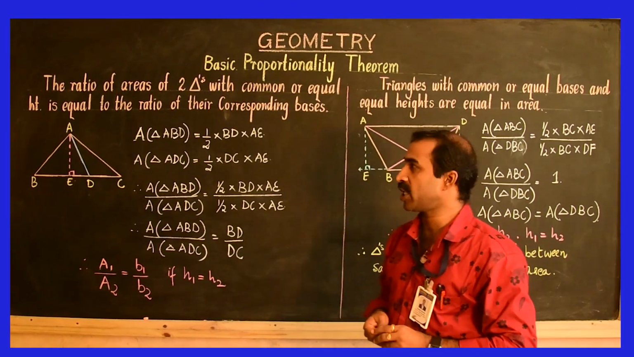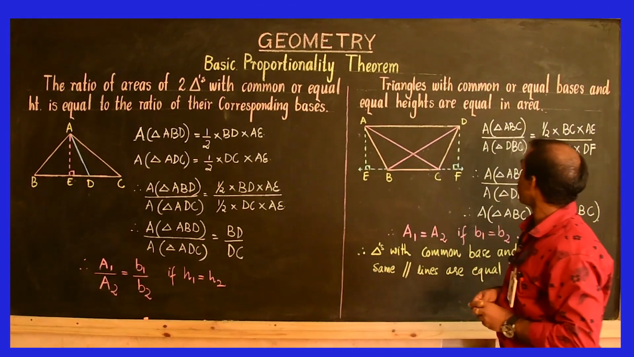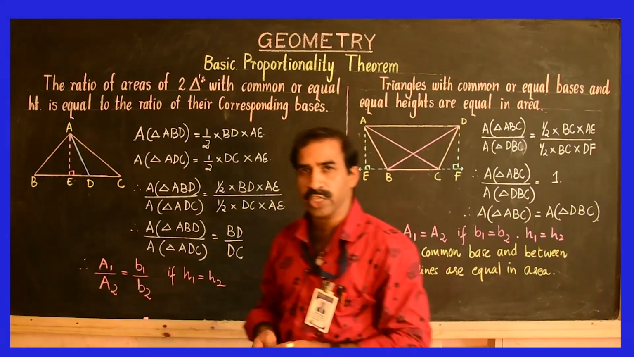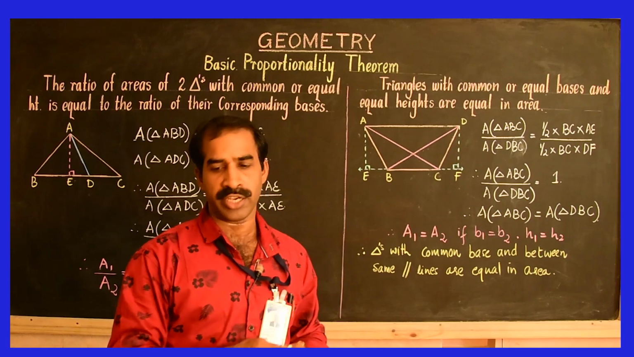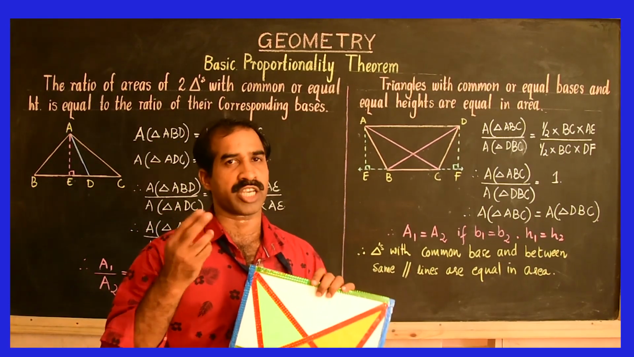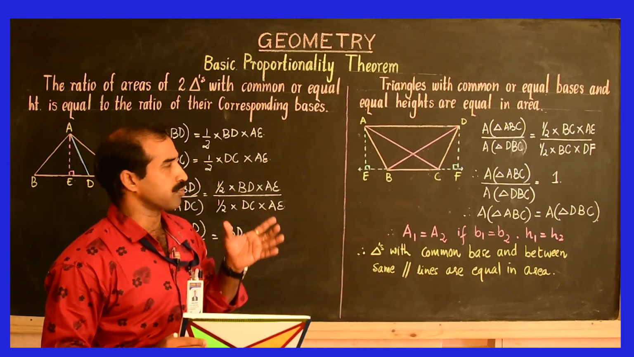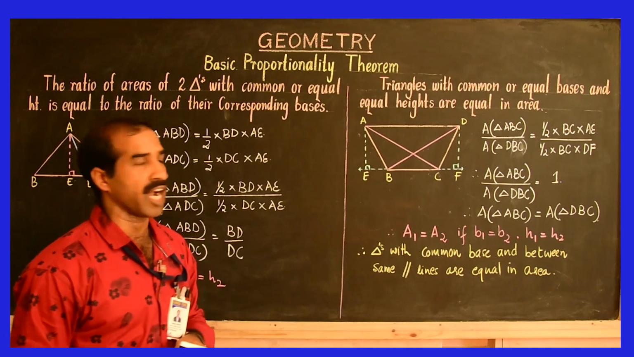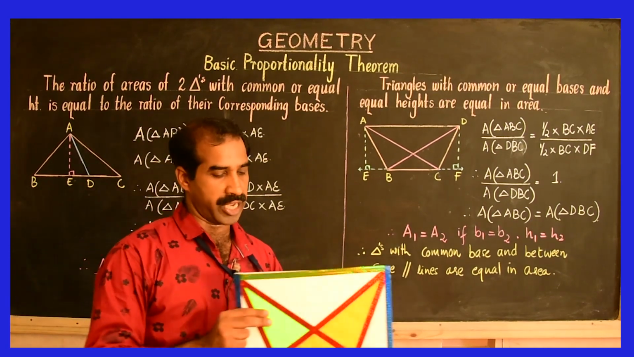Coming to the second property: triangles with common or equal bases and equal heights are equal in area. So we shall visualize this statement. I'll repeat the statement once again. Triangles with common or equal bases and equal heights are equal in area.